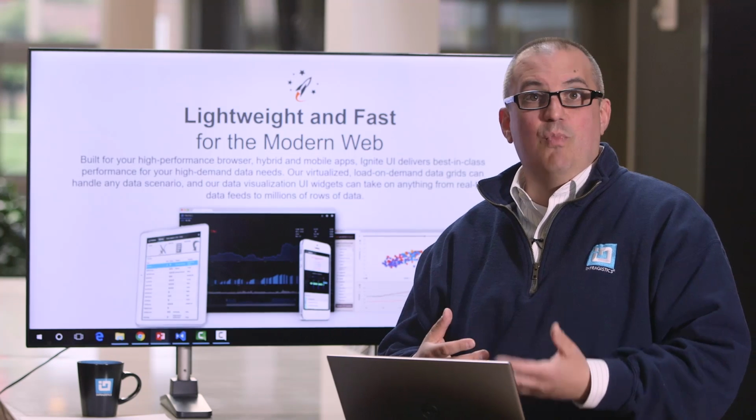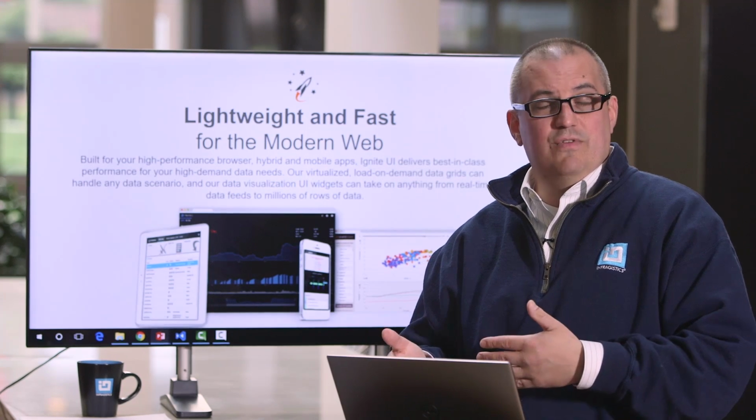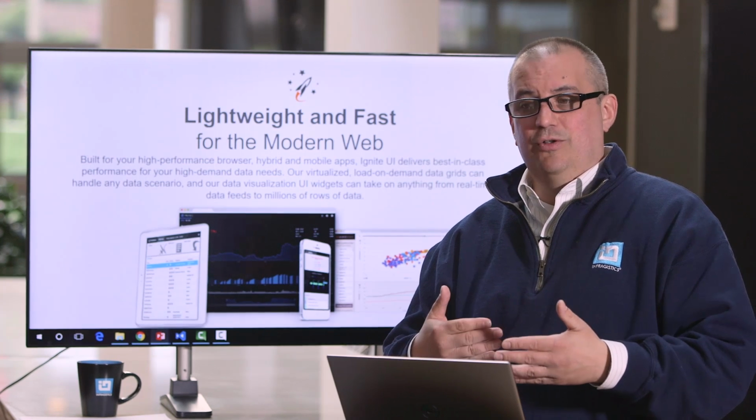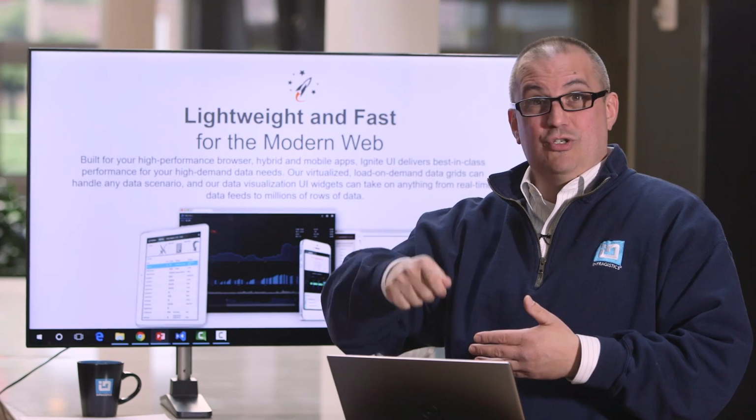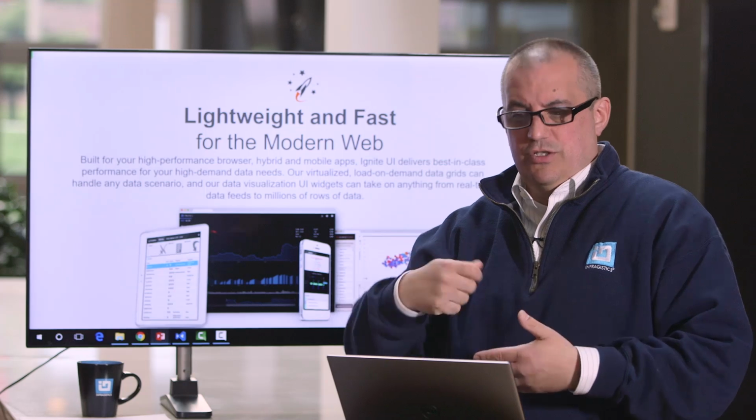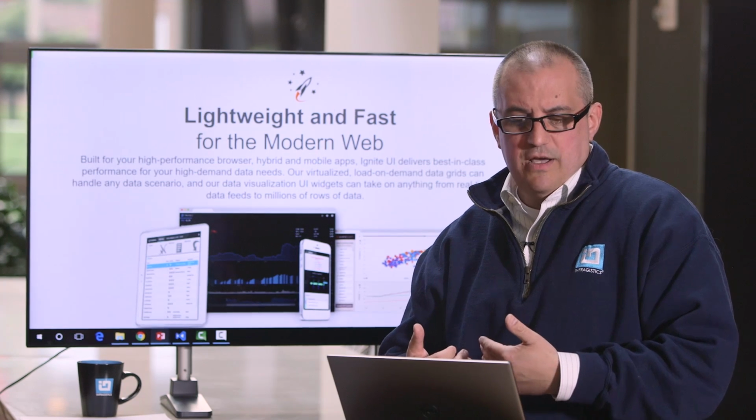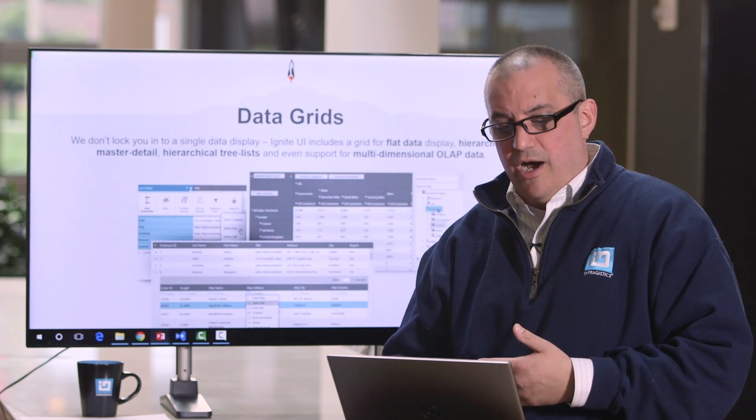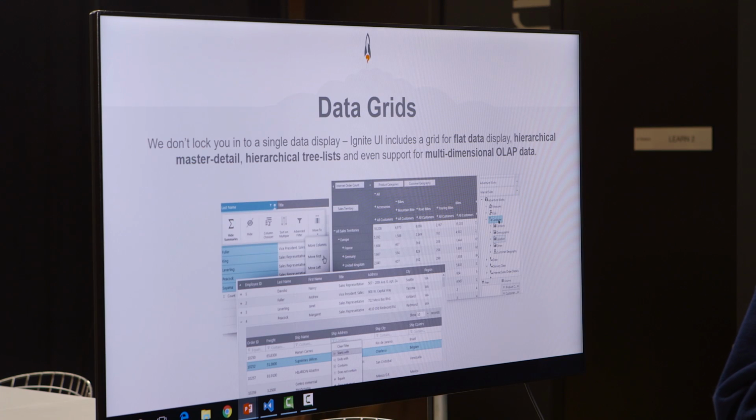Same with the grid. There's multiple options as far as column and row virtualization, including load on demand. As you scroll, it'll actually load more records. So it's really up to you how you want to architect how the data gets displayed in your apps. And then sticking with data, we know that you have to present data in multiple ways. You have tabular data grids for simple lists.